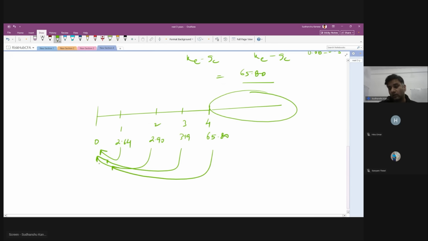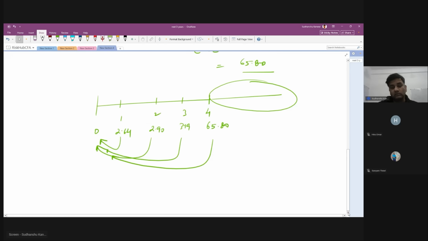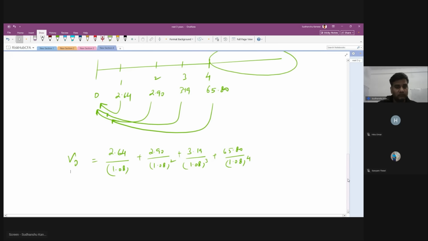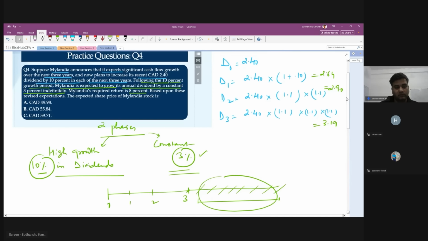So let's discount it. 2.64 divided by 1.08, 2.90 discounted by 1.08 squared, 3.19 discounted by 1.08 cubed, and 65.80 discounted by 1.08 raised to the power 4. The value you get is 59.71.